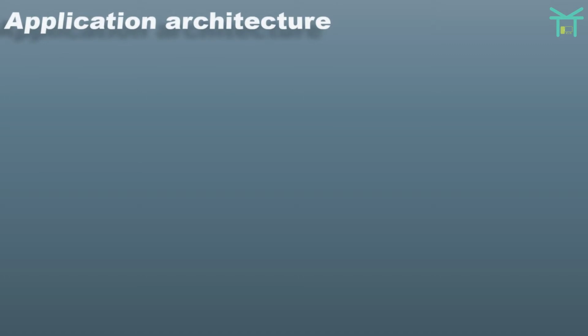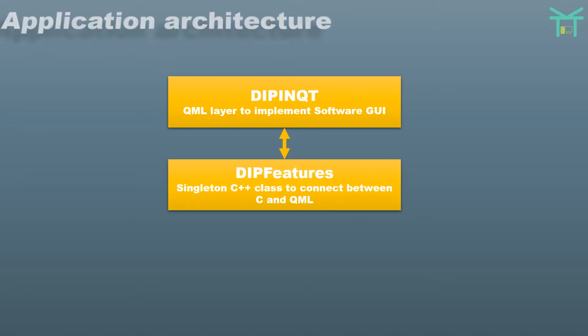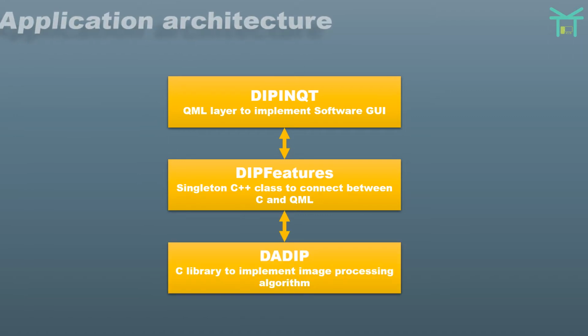Application architecture. DIPINQT: QML layer to implement the software GUI. DIP features: a singleton C++ class to connect between C and QML. DADIP: a C library to implement the image processing algorithms.